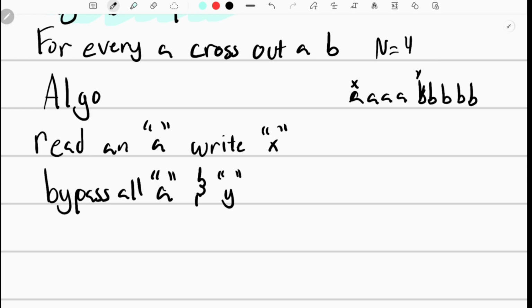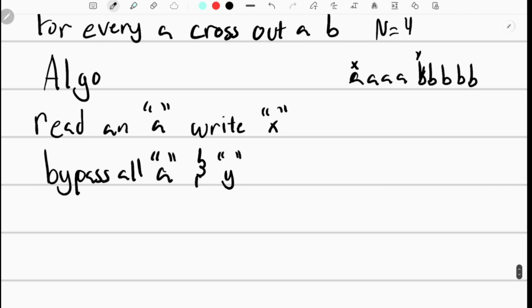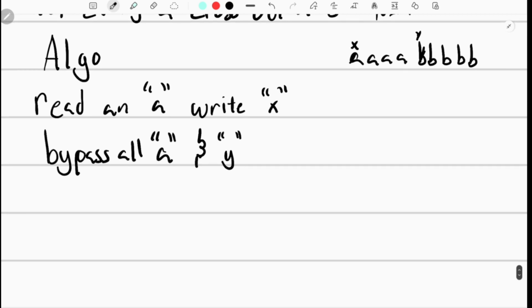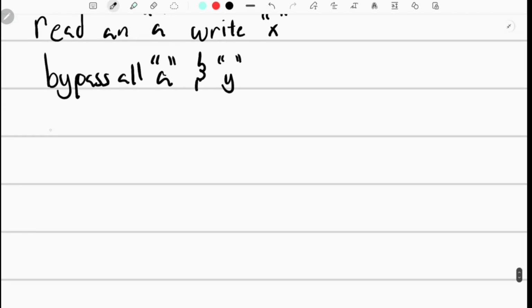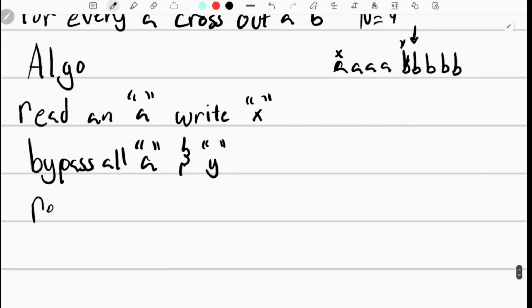So this is just me future proofing it. So we're thinking ahead. We're going to bypass all the A's and then all the Y's. And once we get to a B, see it right here, we're going to read that B. You could say read, I don't want to say A because that's one of the letters we're using. So you could say read a B and then write a Y. See, now that makes sense why we have the Y there.